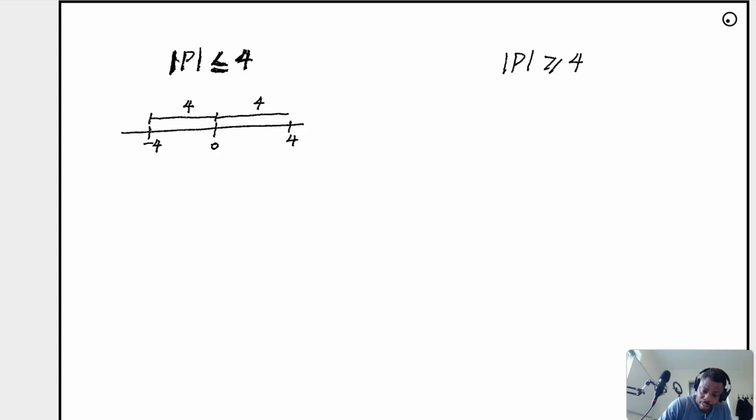So that is why this one was written as minus 4 less or equals to p less or equals to plus 4. You can see that now. So it's a closed system.